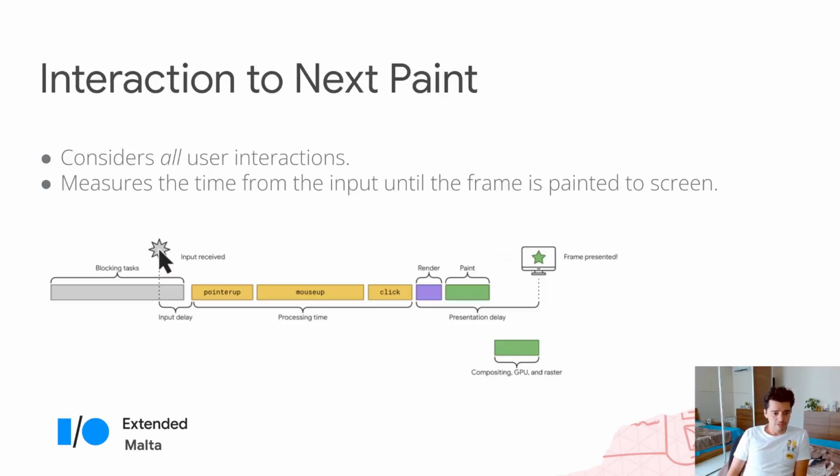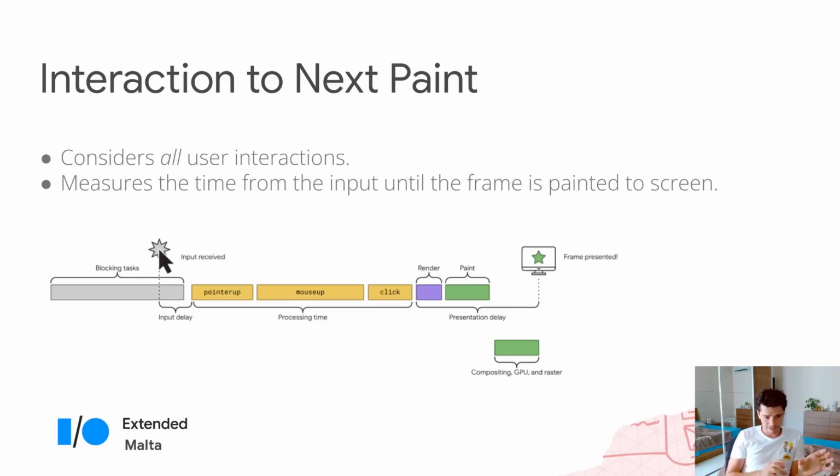So Interaction to Next Paint measures all user interactions on the page, and contrary to First Input Delay, it measures the time from the input until the frame is painted. Over here in this diagram, you can see the input delay, which is that first section down there, and that is what First Input Delay was measuring. How long does it take until it starts processing the event handler?